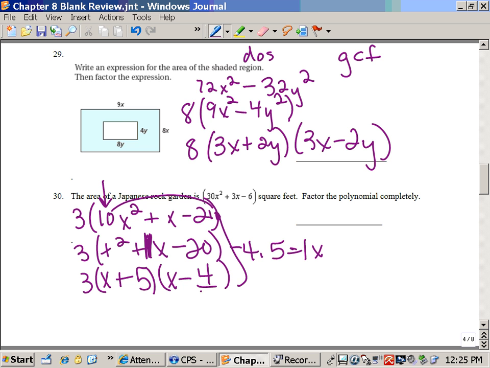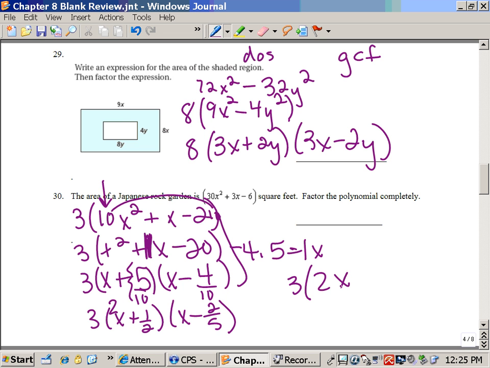Now I've got to slide the 10 back under, and that gives me x plus 1/2. Make sure you always reduce these fractions, and x minus 2/5. Clearing the fractions, I need to multiply this first set by 2. So that gives me 3(2x plus 1), because these 2's will end up canceling, and (5x minus 2).